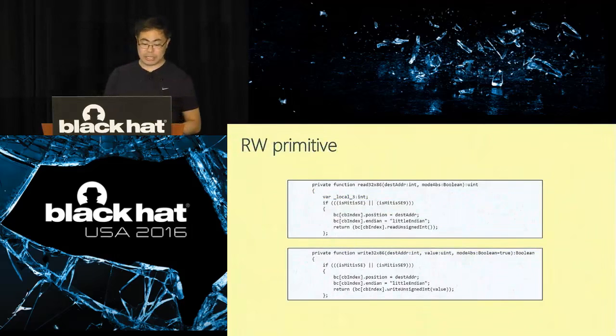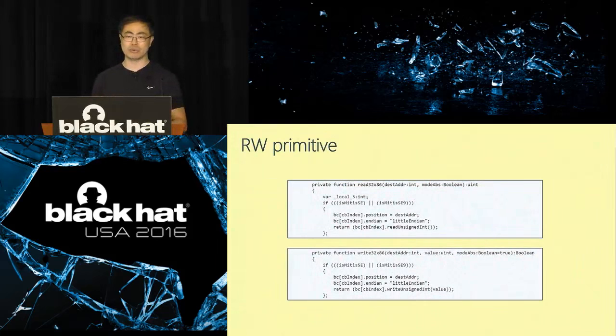In this case, the exploit is very well written, and it's modularized very well. So read 32x86, it will be reading whatever memory. You just pass the address, and it will read whatever memory from the process. The second one is write 32x86. With this method, you put whatever address and value, and it will overwrite whatever value in the process.